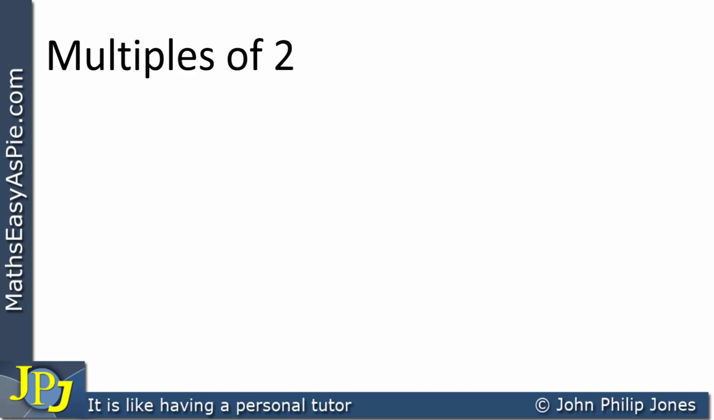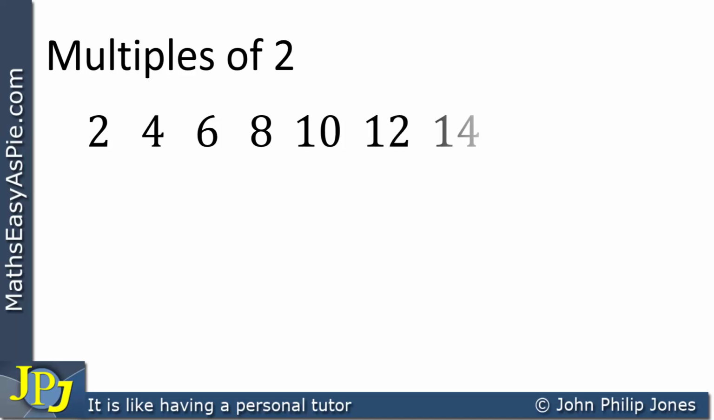If we consider multiples of 2, we're really concerned with the times table for 2 or counting up in 2s. So you can see we go 2, 4, 6, 8, 10, 12, 14, 16, 18. And you can see we jump up in 2. We go from 2 to 4, which is a jump of 2, 4 to 6, which is a jump of 2. And here you can see we finish off with a jump from 16 to 18, which is a jump of 2.